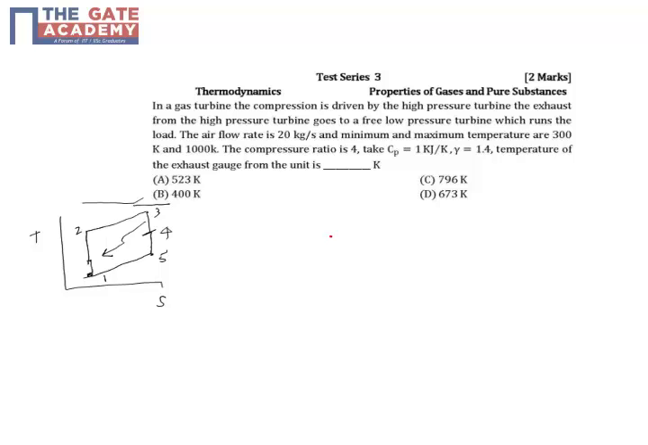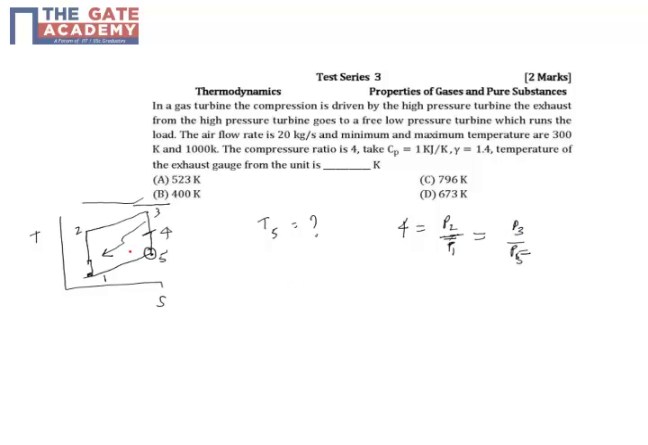So what we are interested in here is the temperature of the exhaust gas from the unit. So you need to find out the temperature at 5. That is, unit in the sense both low and high pressure turbine together is one unit. So T5 is something which you got to find out. Okay, and compression ratio is given as 4, which means P2 by P1 is 4, and also your P3 by P5 is 4, that is entry of the high pressure turbine by exit of the low pressure turbine, that is P3 by P5, that is also 4.